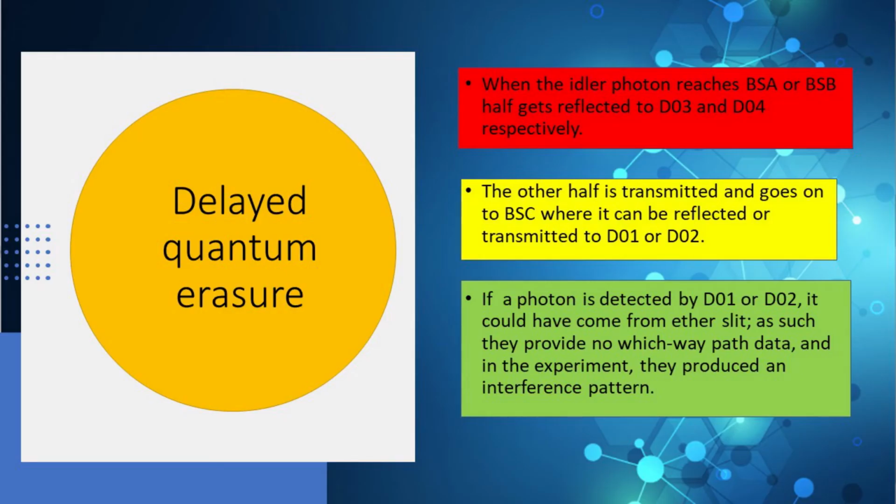When the idler photon reaches BSA or BSB, half gets reflected to DO3 or DO4, respectively. The other half is transmitted and goes to BSC, where it gets reflected or transmitted to DO1 or DO2. If a photon is detected by DO1 or DO2, it could have come from either slit. As such, they provide no which-way path data, and in the experiment they produce an interference pattern.